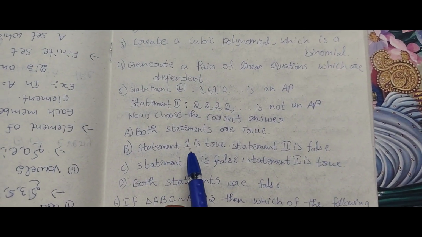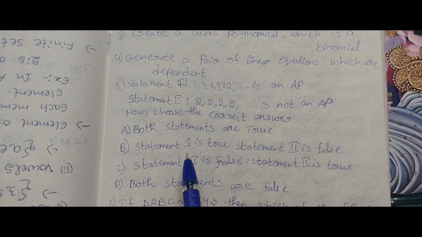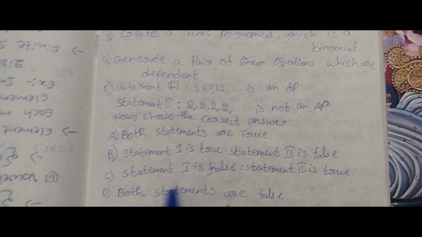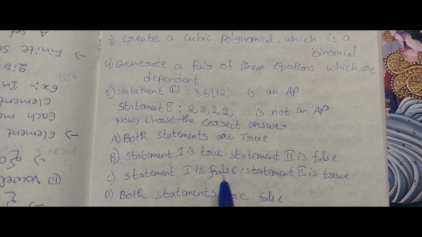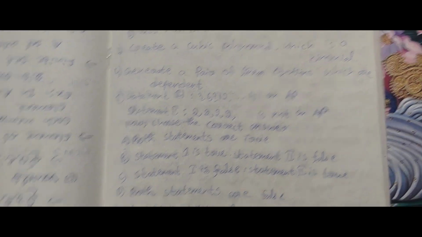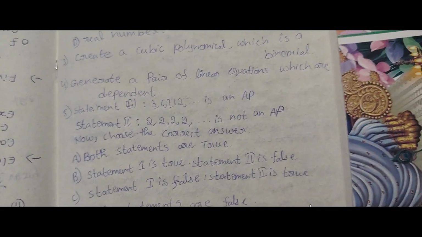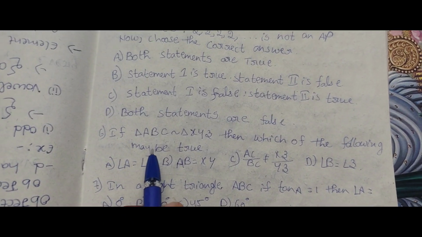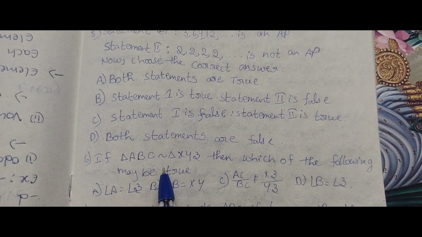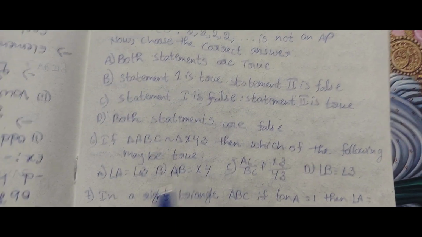Option A, both statements are true. Option B, statement 1 is true, statement 2 is false. Option C, statement 1 is false, statement 2 is true. Option D, both statements are false. Next, sixth question. If triangle ABC is similar to triangle XYZ, then which of the following may be true?